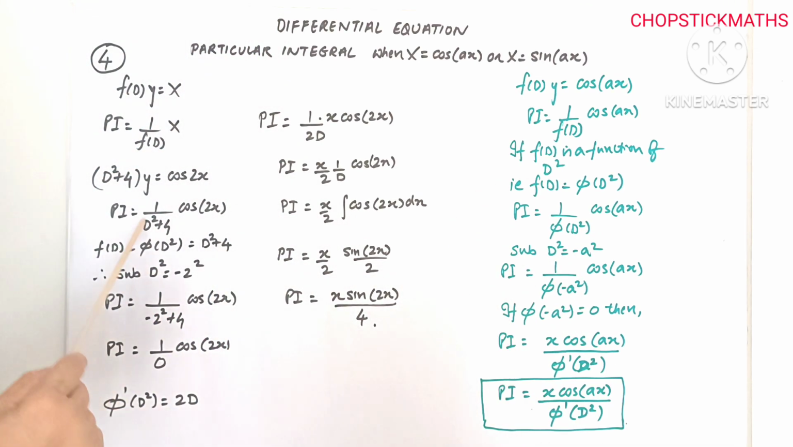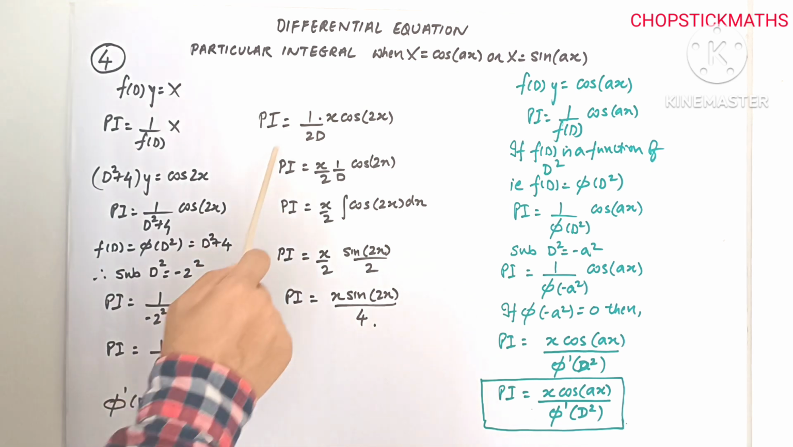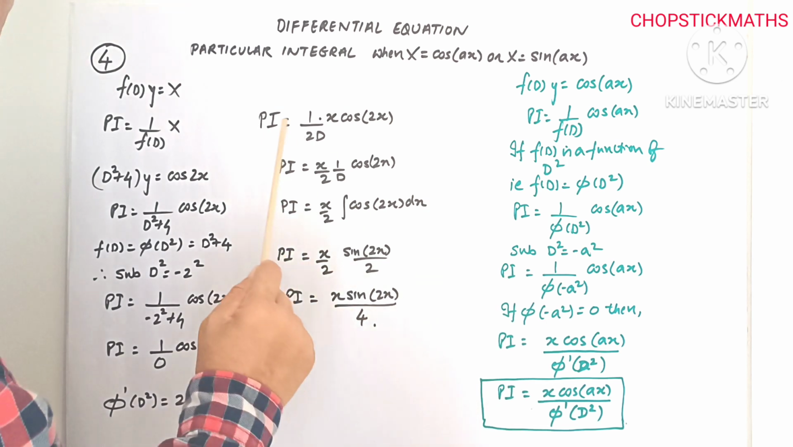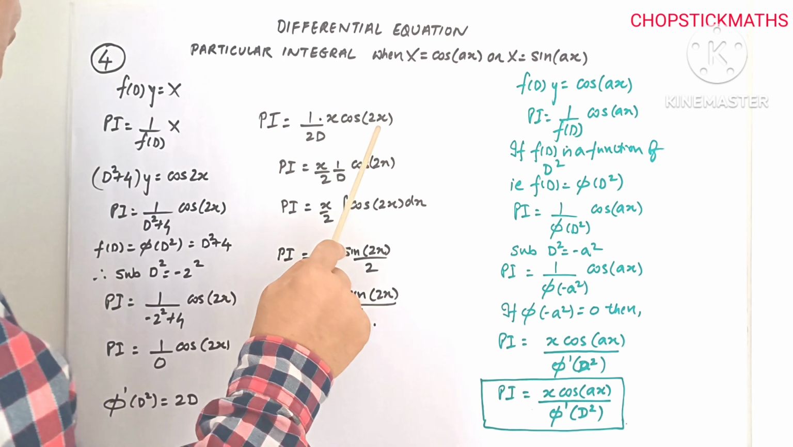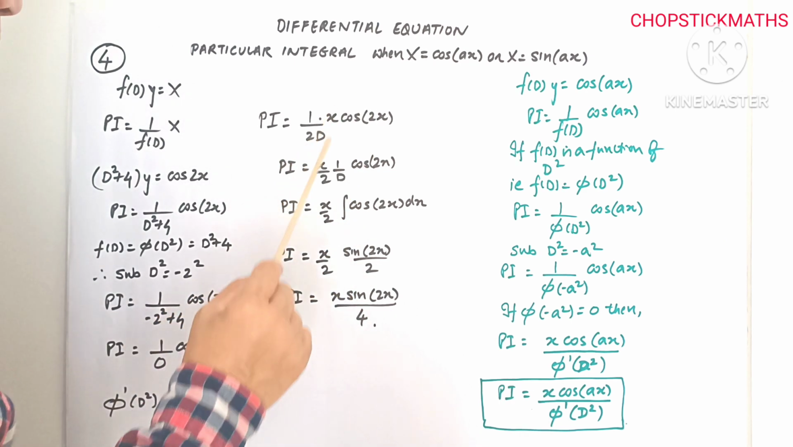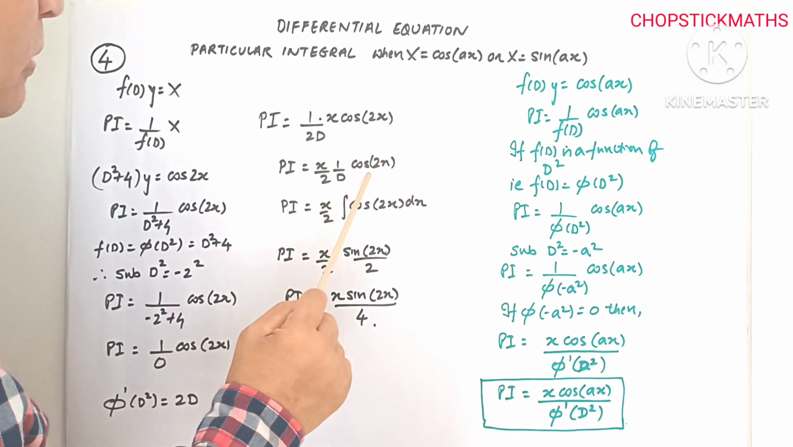Now, here φ(D²) is D² + 4. Therefore, φ'(D²), the derivative of D² + 4, where the derivative of D² is 2D and of 4 is 0. So, φ'(D²) is equal to 2D. So, PI as per this property would be equal to 1/(2D) into x cos 2x. So, PI will be equal to x/2 into 1/D cos 2x.